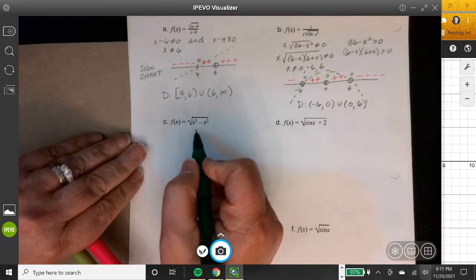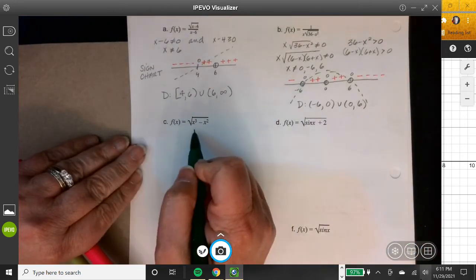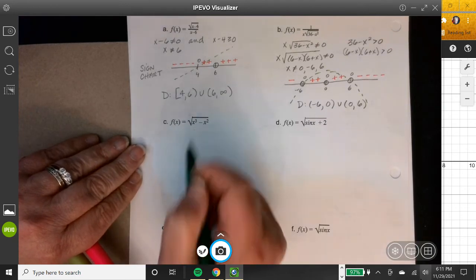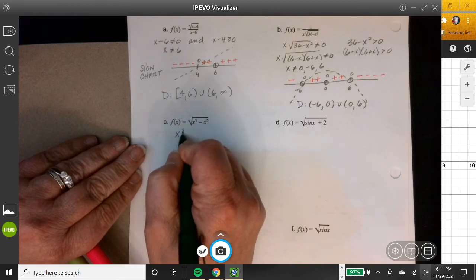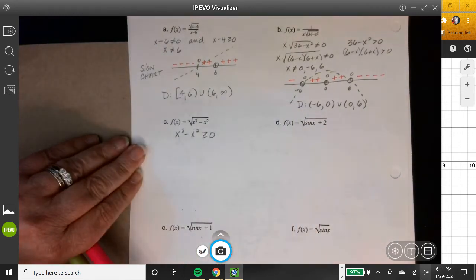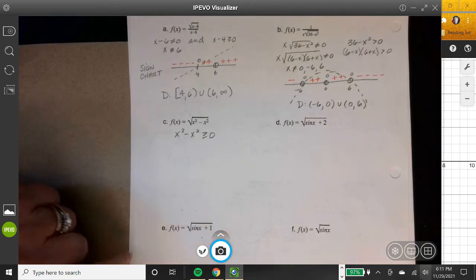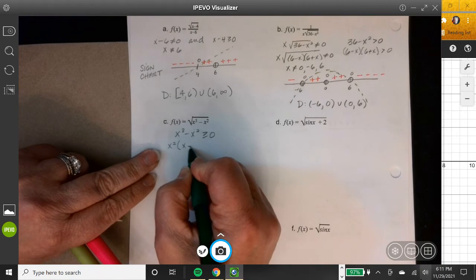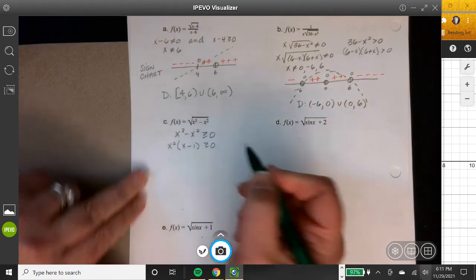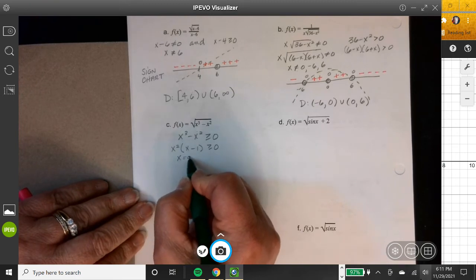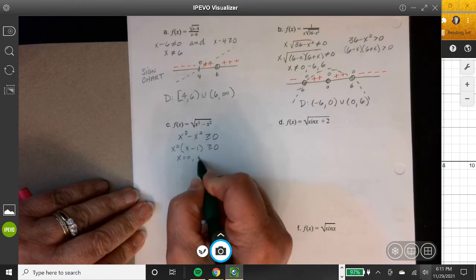Now, let's try this next one. This next one is x cubed minus x squared, and it's under the square root, so it's an even root. So the x cubed minus x squared has to be greater than or equal to 0. And yes, we're going to factor, and we're going to get x squared. That's the GCF, and I'm left with x minus 1 greater than or equal to 0. So what are the zeros? Well, we have x equals 0 is a 0, and x equals 1, that's a 0.